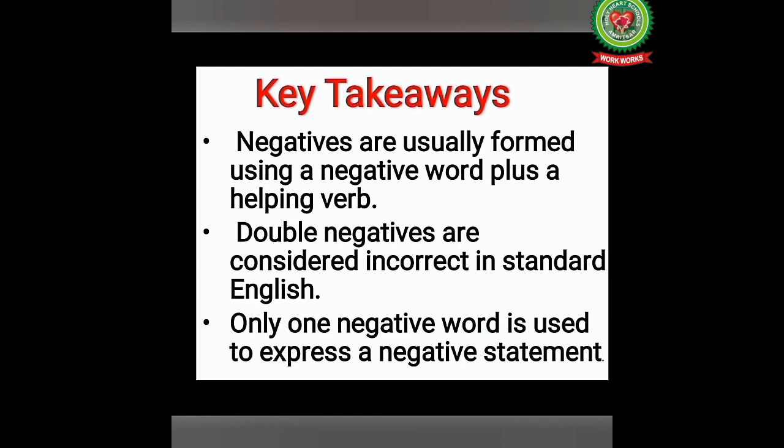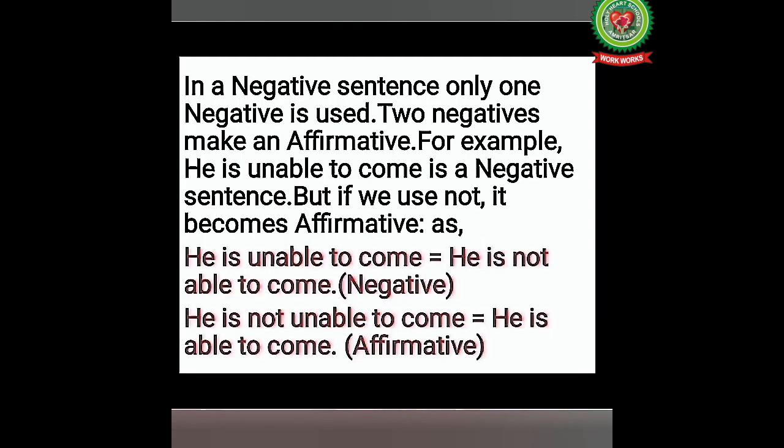Point number 1 is, negatives are usually formed using a negative word plus a helping verb. Point number 2 is, double negatives are considered incorrect in standard English. Point number 3 is, only one negative word is used to express a negative statement. In a negative sentence, only one negative is used. Two negatives make an affirmative.